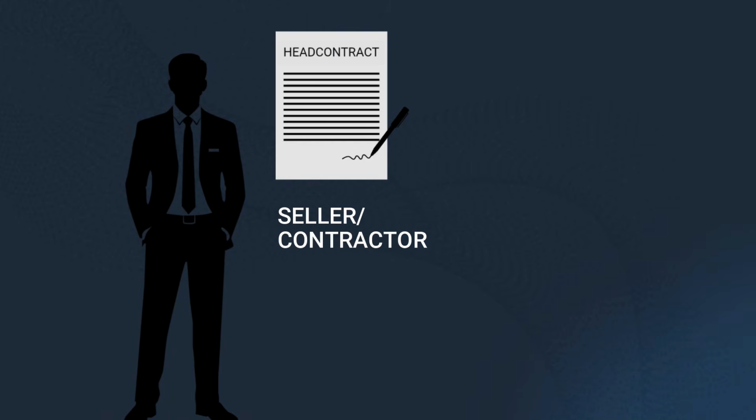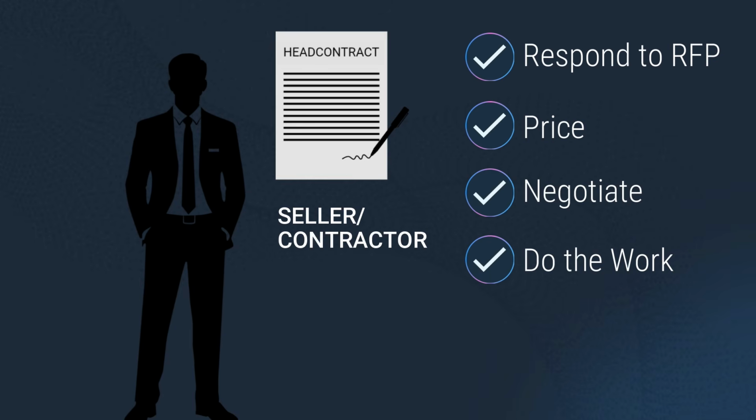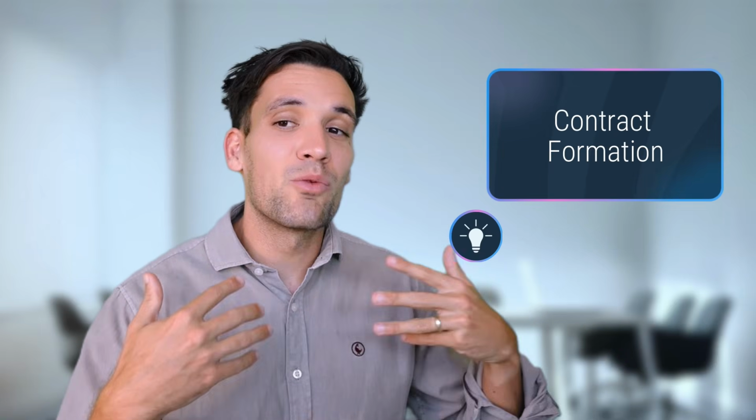When you take on the role of the contractor, you will respond to a client's procurement documents or RFP. You will prepare a price and a submission. You'll negotiate a contract, then you'll do the work as specified in the contract and get paid for the work you've completed. This occurs in fundamentally two stages. We have the contract formation stage where we negotiate and sign a contract, and then we have the contract administration stage where each party does what they said they would according to the contract.